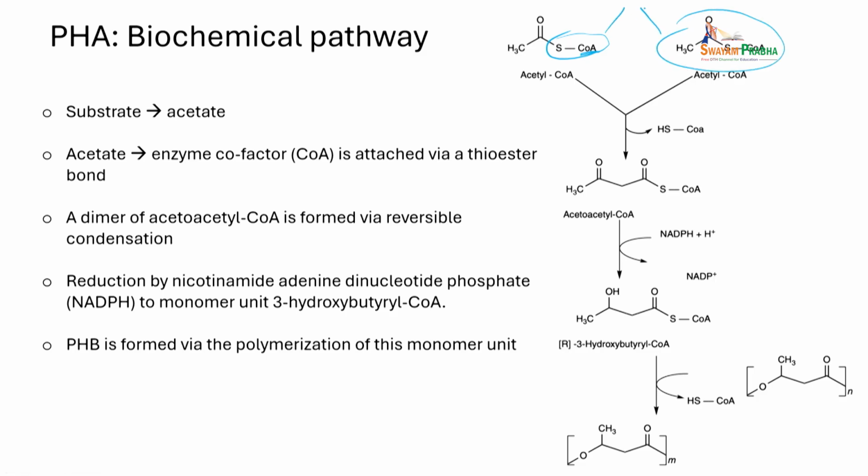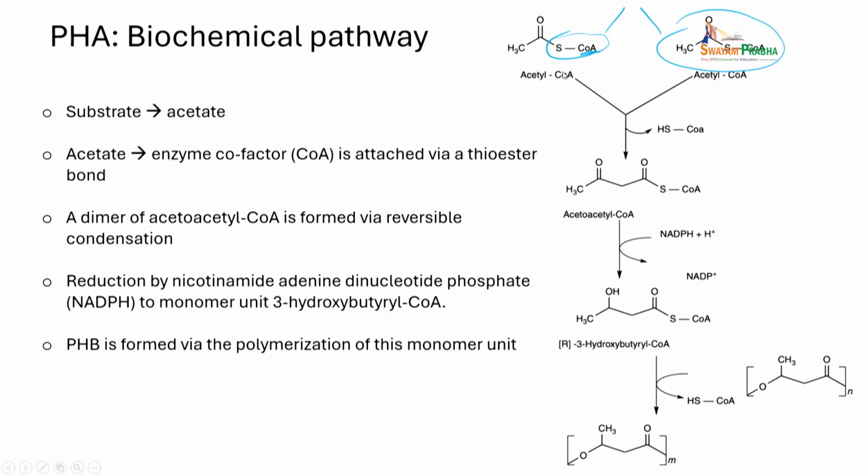So prior to this, there should be a fermentation process where the substrate is converted into acetate. Your sugar substrate is actually glucose or fructose, all that starch, all those substrates are converted into acetate. Then this acetate is attacked by this CoA enzyme to form a thioester bond. Then two of these come together to form an acetoacetyl dimer. Okay, so you can see that two such acetyl CoA combine together to form a dimer called acetoacetyl CoA.